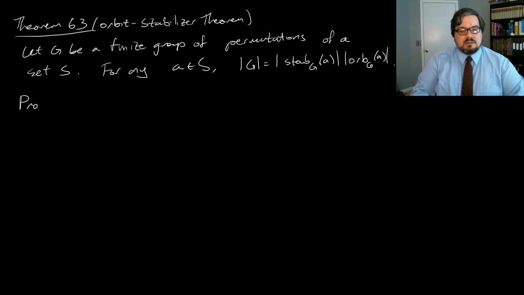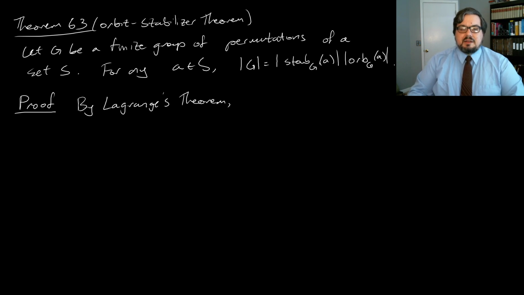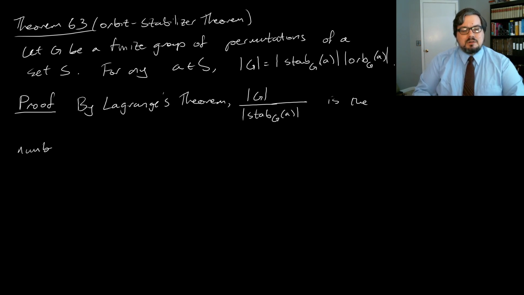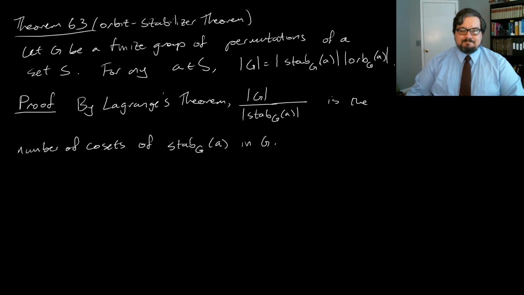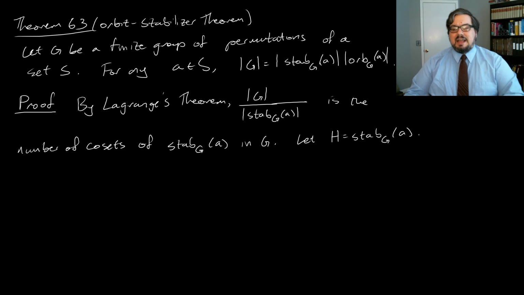Now remember that the orbit and the stabilizer live in different places. The stabilizer is a subset of the group. In fact, it's a subgroup, which is an exercise. The orbit of A is a subset of S. So let's see this proof. And what we're going to use is the following. By Lagrange's theorem, if I take the order of the group divided by the order of the stabilizer of A, this is the number of cosets of the stabilizer of A in G. This requires that we know that the stabilizer is a subgroup, which, as I said, is an exercise. For convenience, let's let H be the subgroup which is the stabilizer of A, because we're going to keep referencing it over and over again.